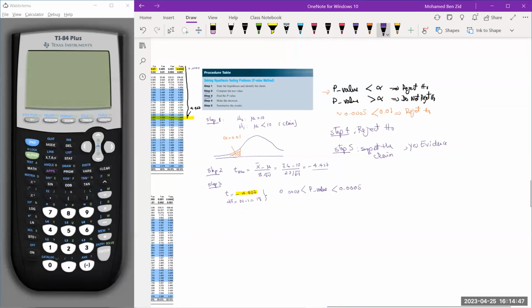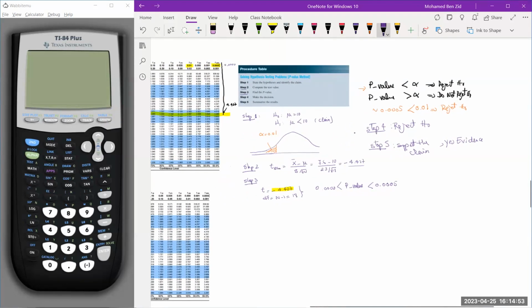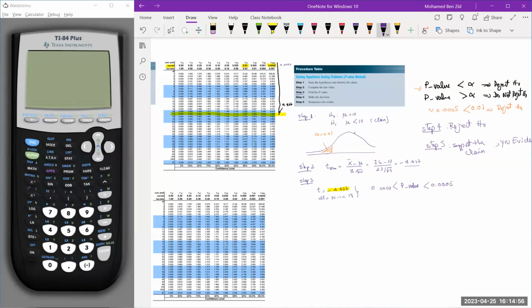Okay, so that's how you solve it with the p-value, right? Really, if you don't know how to solve it with the p-value, use the traditional method. I will count it correctly either way.